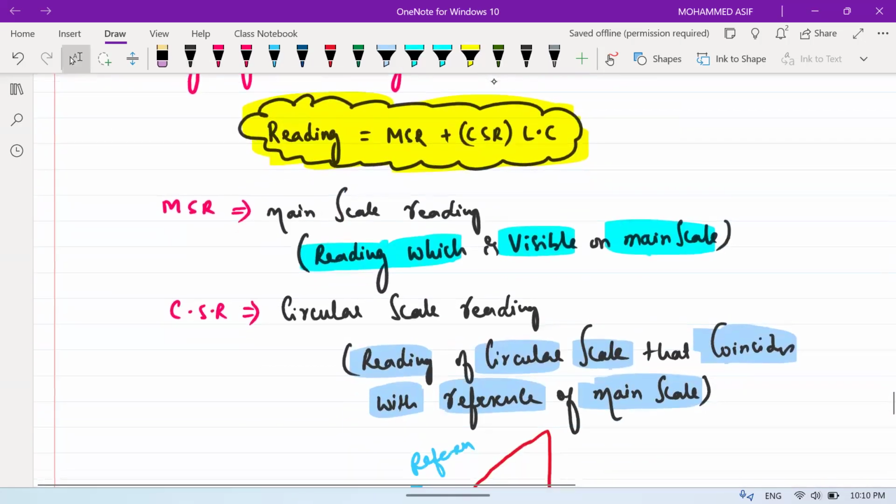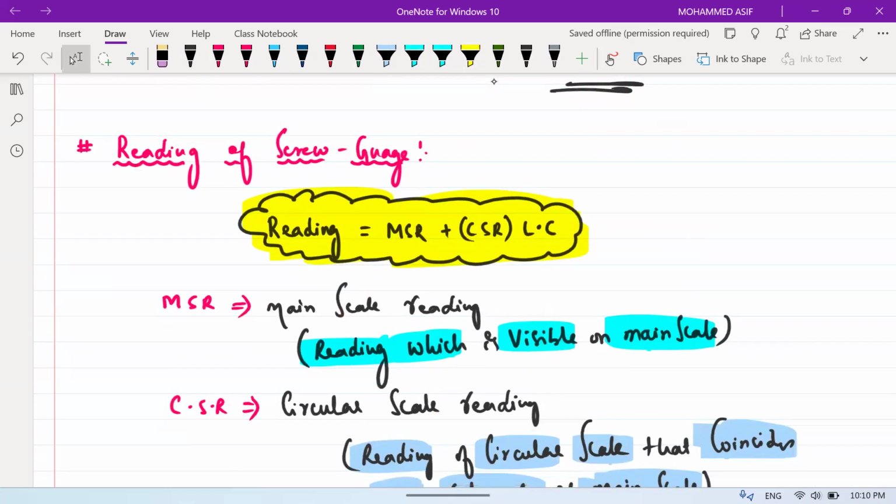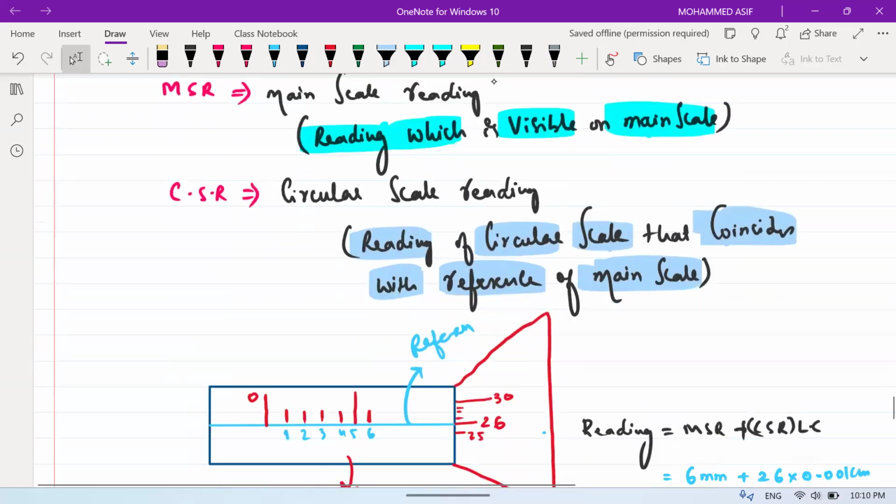I hope you got an idea how to take the readings. So you have a screw gauge, and you know how to take the reading. The reading of a screw gauge is nothing but main scale reading plus circular scale reading multiplied by your least count.